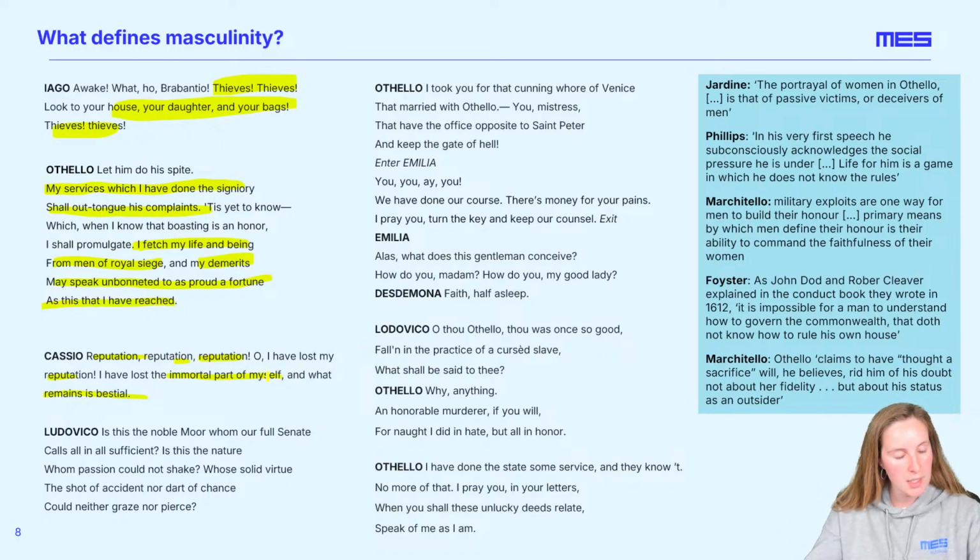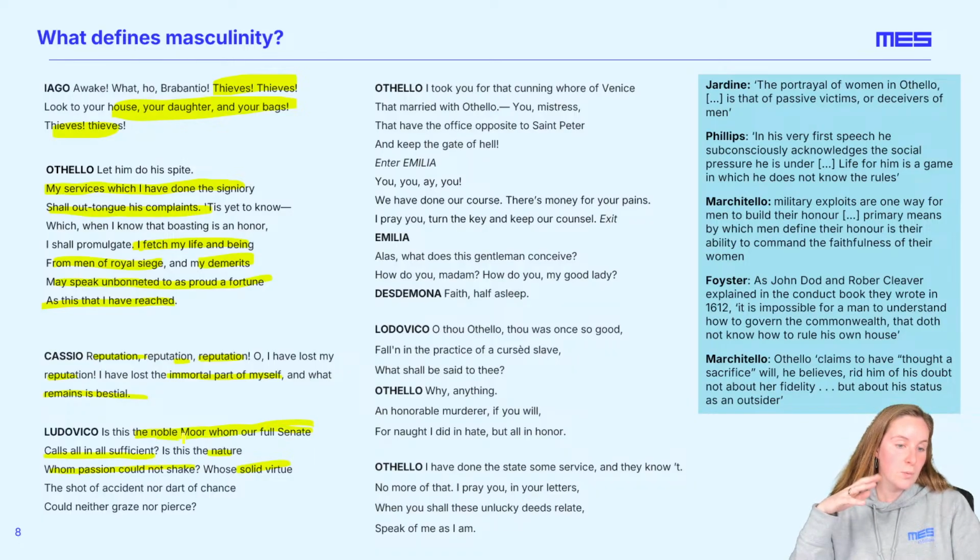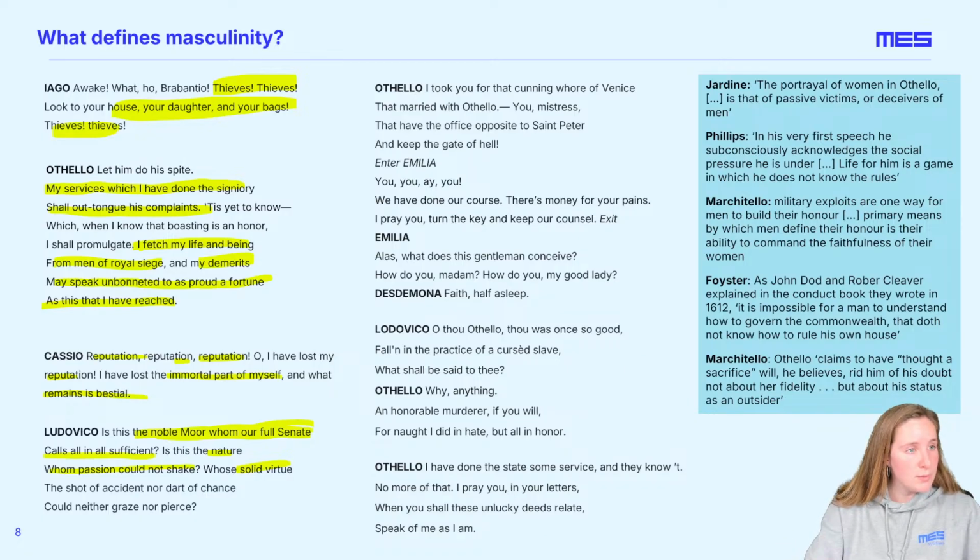Without it, he's nothing. Ludovico says, is this the noble Moor whom our full senate calls all in all sufficient? Is this the nature whom passion could not shake? Whose solid virtue the shot of accident nor dart of chance could neither graze nor pierce? So this idea then of Ludovico, when he sees Othello in Cyprus being driven to this madness, says this can't possibly be the same person whose reputation was so good previously. What has happened to him? Can't possibly be. And again highlights how important this reputation is. The Senate of Venice supports him to a man. Example.